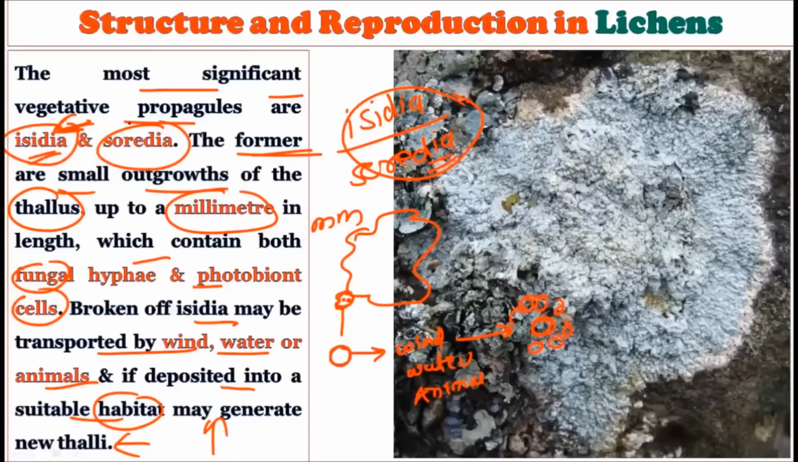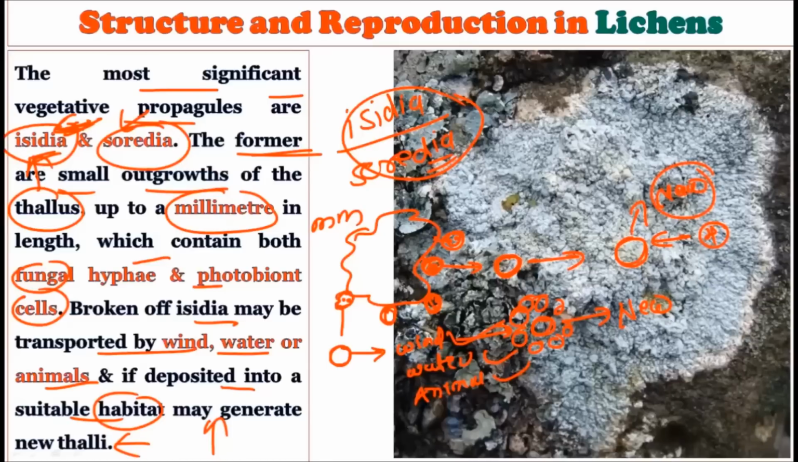So the isidia and soredia, the non-sexual structures, were formed in this particular lichen, and these isidia are nothing but small fragments, small outgrowths of the thallus. These small outgrowths contain both cells, the fungal cell as well as the algal cell. When broken off from the parent plant, these are taken up by wind, water, or animals to other places. And if they find a suitable habitat, the optimum atmospheric condition, they can grow into new thalli. So this is how the non-sexual structure isidia is able to create new lichens.